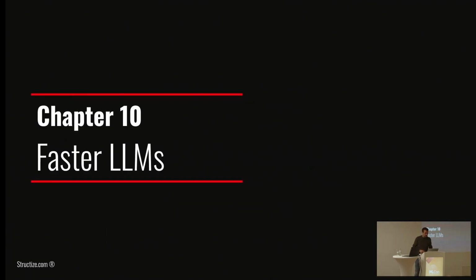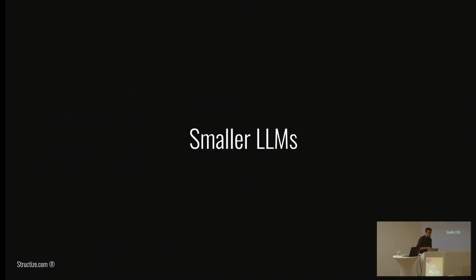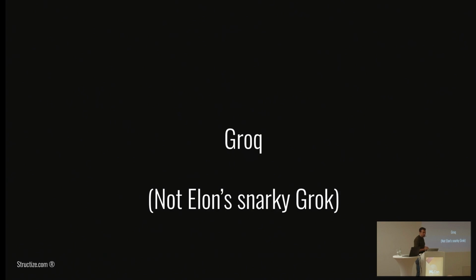All right, well, faster LLMs, you can use smaller ones, but they're not as smart. But they get smarter every day, but still, they're not as smart. Fine-tuning will make it faster. Or you can use tools like Groq. If you don't know it, it's Groq with a Q, not with a K.